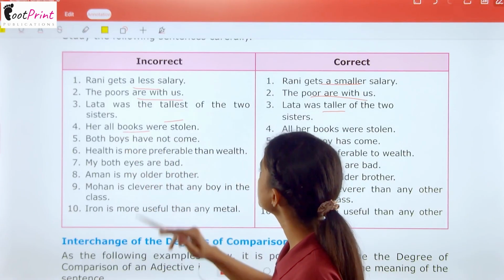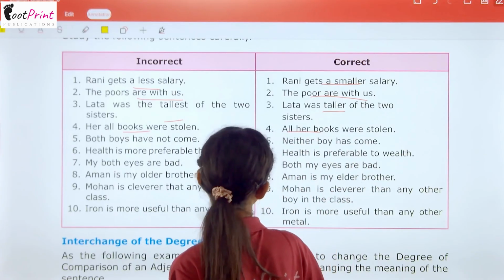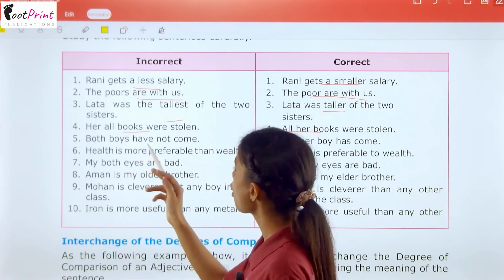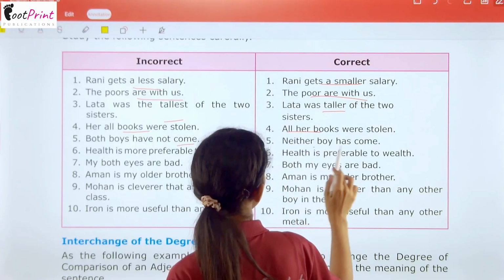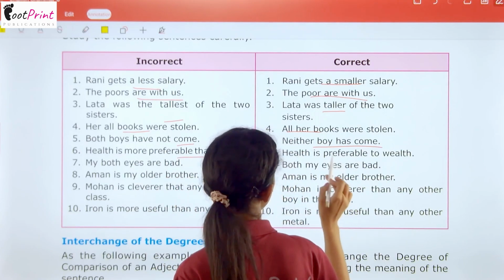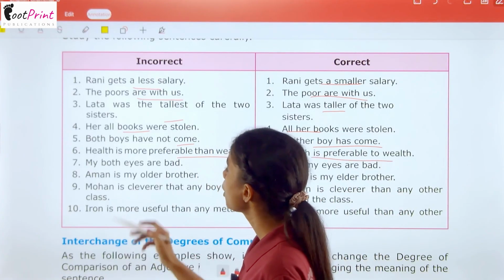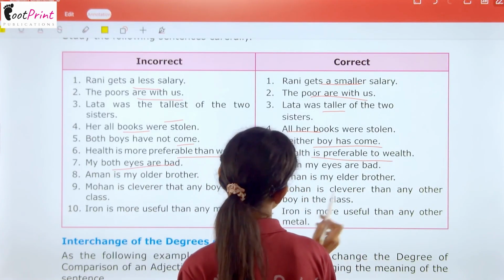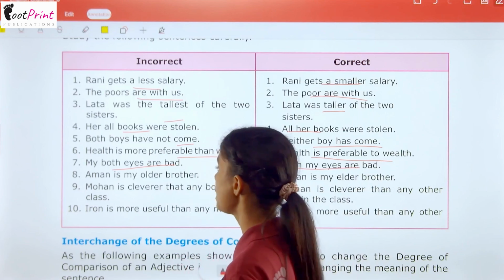Her all books were stolen. No, all her books were stolen. Both boys have not come. Neither boy has come. Health is more preferable than wealth. Health is preferable to wealth. My both eyes are bad. Both my eyes are bad.